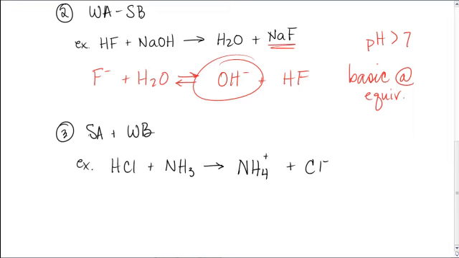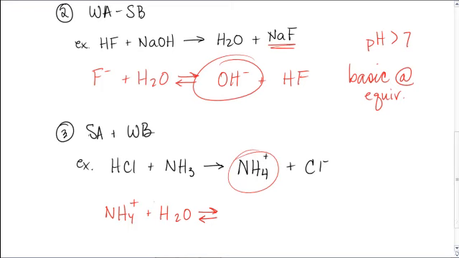This one, when you hit the equivalence point, is also not going to be neutral. Why? What part of those products is going to make that solution not neutral? Which one? The NH4 plus. And so NH4 plus, you can react it with water. Now this is equilibrium, this salt reacting with water.